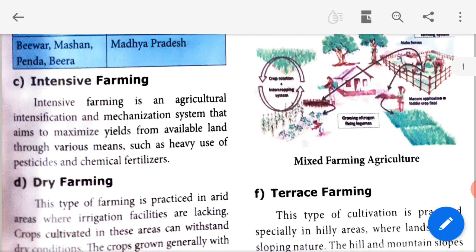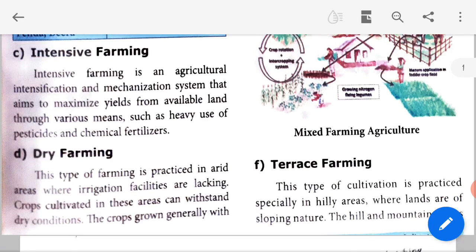The next type of farming is intensive farming. Intensive farming is an agricultural intensification and mechanization system that aims to maximize yields from available land through various means such as heavy use of pesticides and chemical fertilizers. So intensive means deep. They use a lot of mechanisms, technologies, pesticides and chemical fertilizers, and they try to get maximum yield produced from that land. That's called intensive farming.